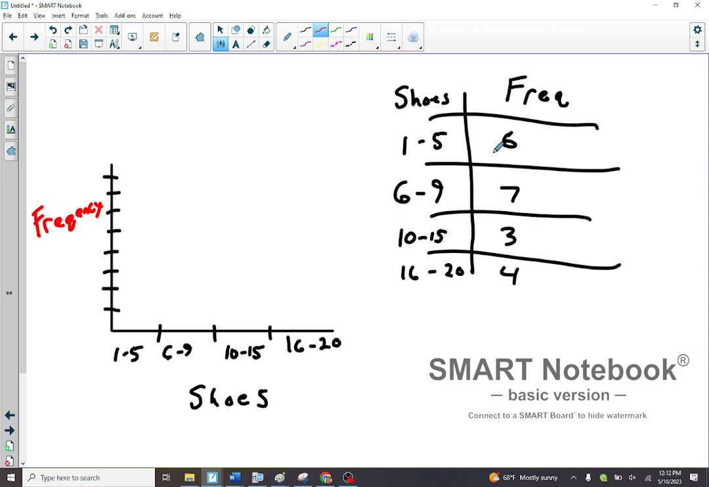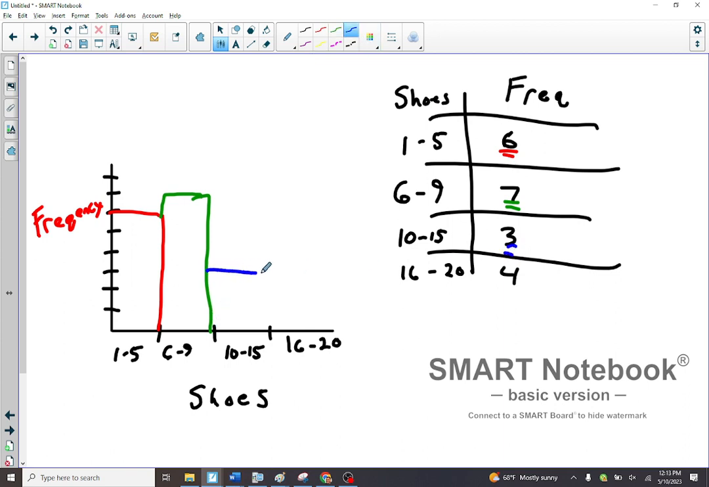Right? So in this case, there's 6 in total. So I'm going to go for the first block, 1, 2, 3, 4, 5, 6, and make my bar up to 6 units. Second block, 7, so this is 7 blocks. So we're going to make a block to 7 in the same 6 and 9 opening because there's 7 people in total who have 6 to 9 shoes. Your next one, 10 to 15, is going to be 3. So we're going to make the bar up to 3.